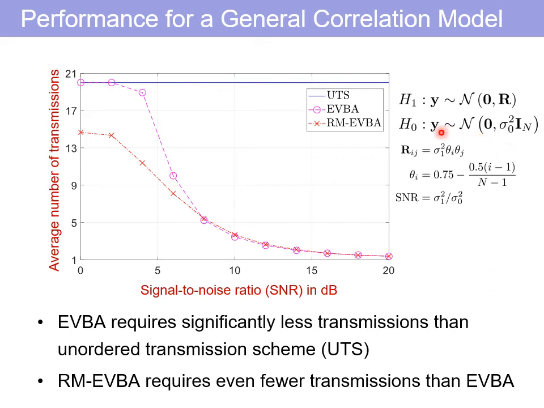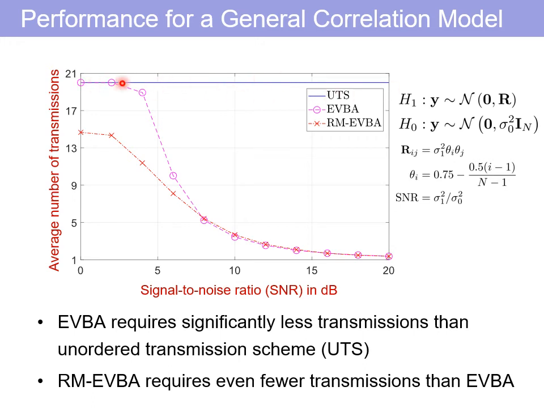And so you can see this is a very general correlation model, a very general covariance structure, just for illustration purposes. And signal to noise ratio we will define to be the ratio of this sigma 1 square to sigma naught square. So the more the SNR, the more separated the hypotheses are. So here I'm plotting the average number of transmissions as a function of the signal to noise ratio. And I'm plotting it for the unordered transmission scheme in which all the nodes transmit.